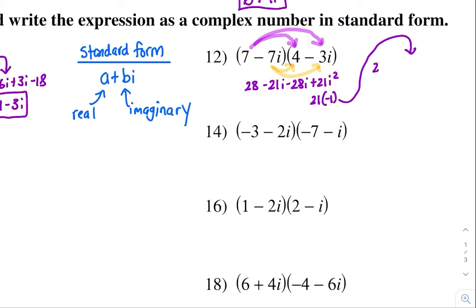Alright, so we have real numbers 28 minus 21i minus 28i minus 21. 28 minus 21, that is 7. Negative 21i minus 28i is negative 49i.